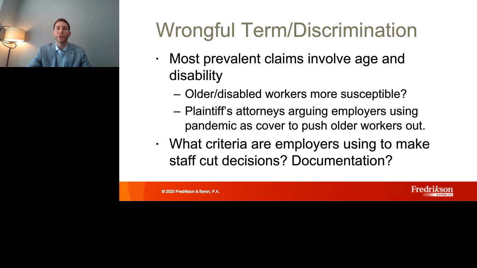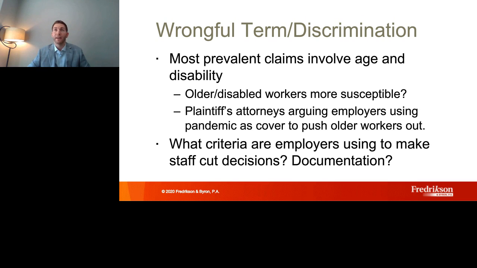So some general tips in these areas. So again, in the wrongful termination discrimination, the claims that we're seeing most prevalent are age and disability. And there's some research showing that workers 65 and older are about 2.5 times more likely to be unemployed now than they were at the peak of the Great Recession. And some experts are attributing that at least partly to more age discrimination by employers.